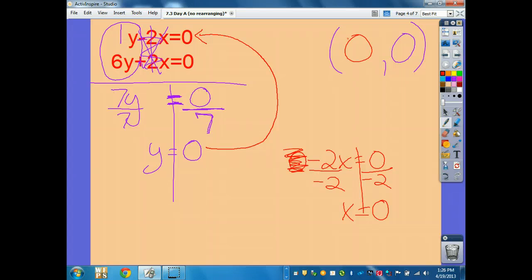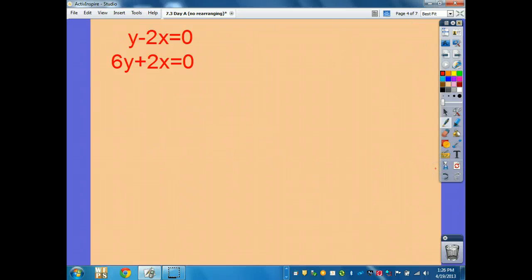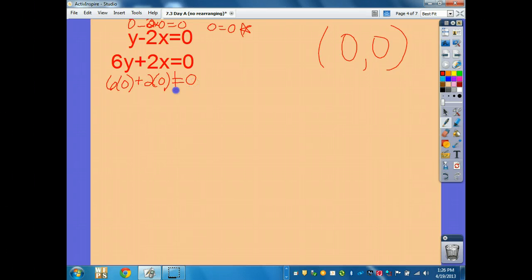Let's check it and see if we're right. We have to check it in both. 0 minus 2 times 0. Does that equal 0? Yeah. In that case, yep, 0 equals 0. That's starred. 6 times 0 plus 2 times 0, does that equal 0? Yeah.